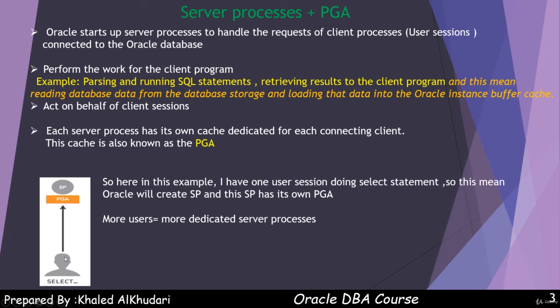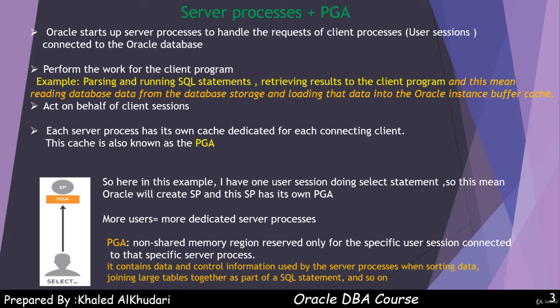Now, for example, I have here a user. This user is doing a select statement. So Oracle will create an SP for this select statement, which means a server process. And we need memory to handle this server process. So we call this memory a PGA. So here in this example, I have one user session doing a select statement. This means Oracle will create an SP, and this SP has its own PGA. More users equal more dedicated server processes.